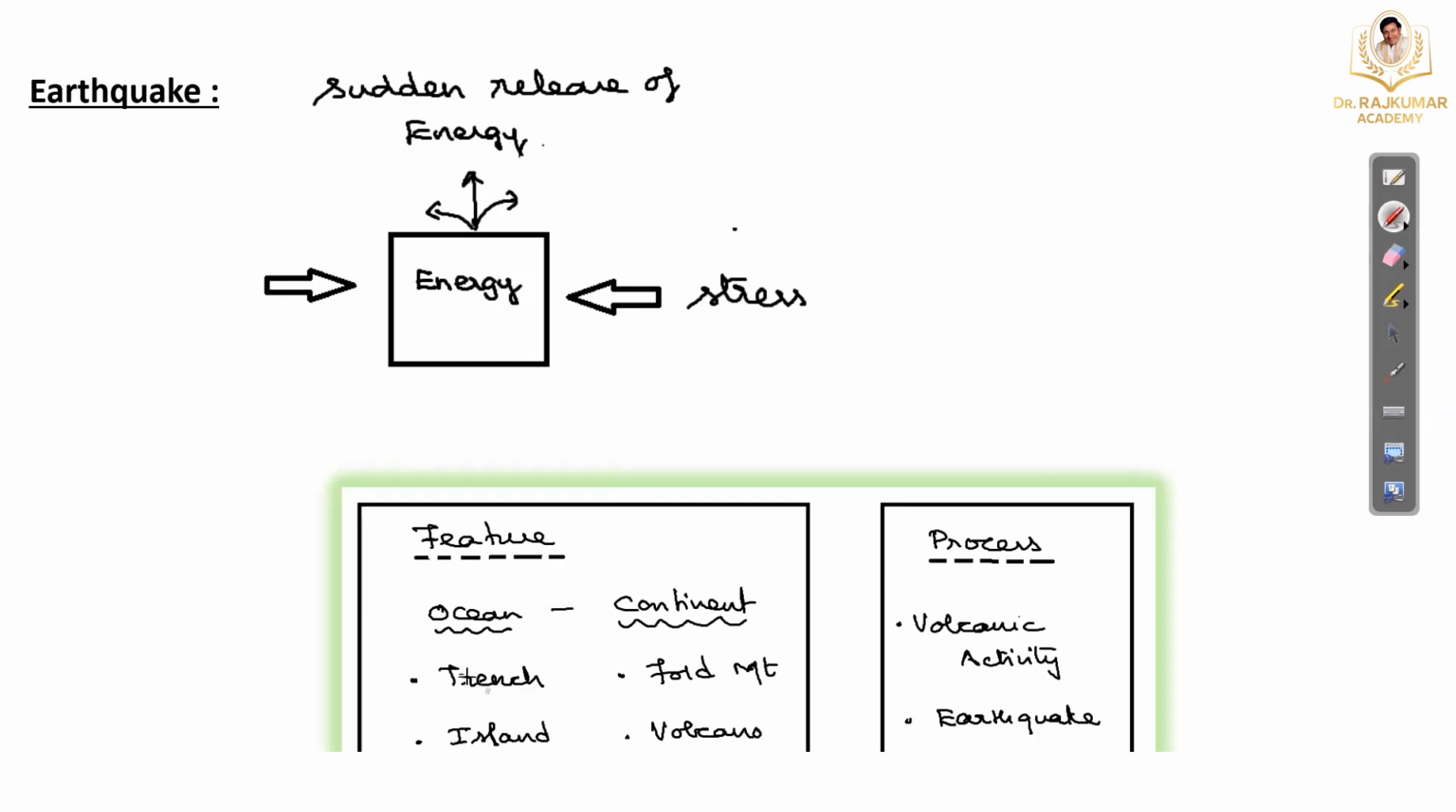Continent-continent convergence. If I talk about continent-continent convergence, I will not have what? Oceanic features, ruled out, right? In this continent-continent convergence, I also said this is the region where I do not have what? Volcano. What is the only feature it is known for? Fold mountain. That's it, right? And it is also known for what? Earthquake. Okay. So that's all about continent-continent convergence.